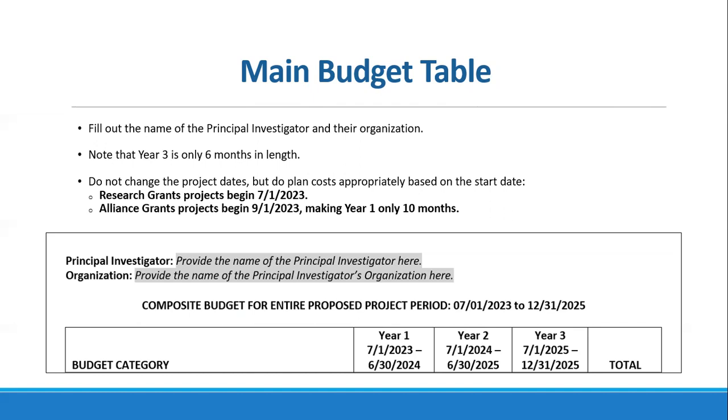And then we're going to hit this point a number of times through today's talk as well. But year 3 for these projects is only 6 months in length this year and runs from the start of the fiscal year on July 1st, 2025 through December 31st, 2025. So costs should be accordingly justified and laid out. Similarly, on the front end, while research grants are projected to begin on July 1st and have a whole fiscal year to work with from July 1st through June 30th, Alliance grants are not projected to begin until September 1st. This means that year 1 should be budgeted for only 10 months rather than the full 12.